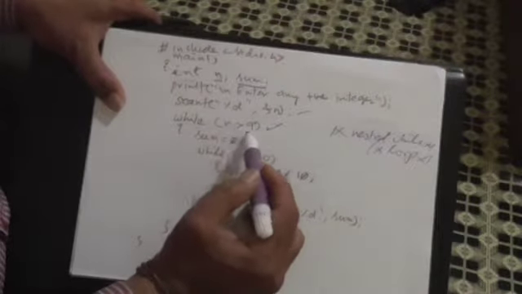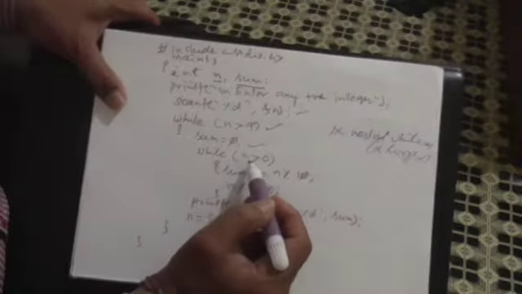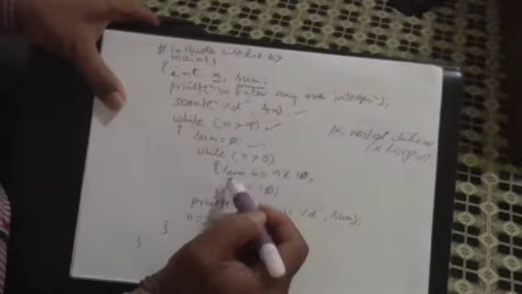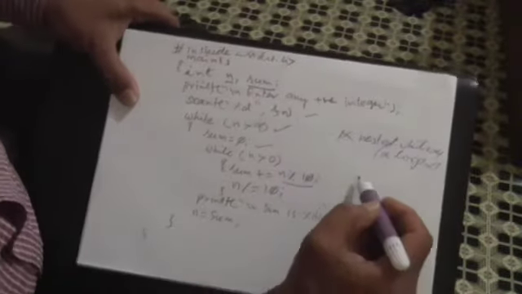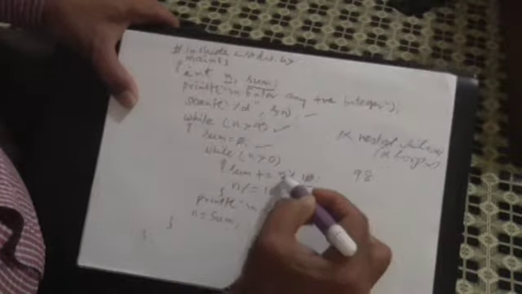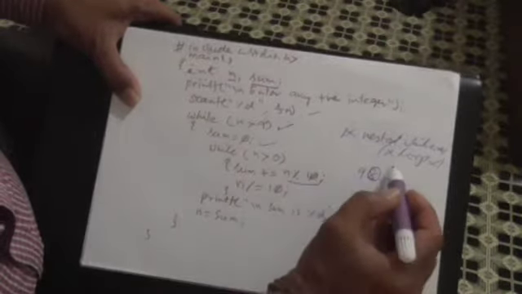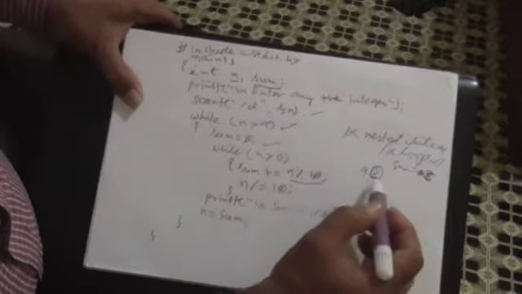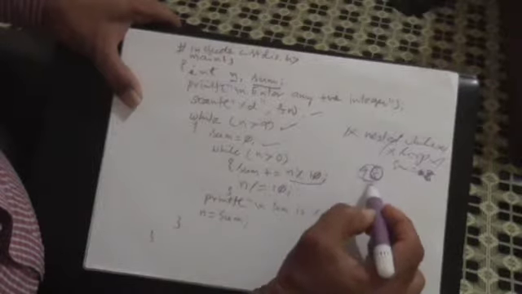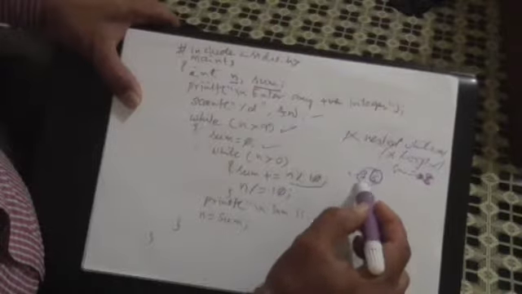I prompted for n, and if the value of n is greater than 0, you first initialize sum to 0, and while n is greater than 0, you find the sum. This part every time takes 1 digit. Supposing it is 98, this n mod 10 will separate the 8. The sum is already 0, so this 8 will be added to it, and it becomes 8. And now n is n divided by 10, so this 98 is reduced to 9, and that is stored in n. Earlier it was 98, now it is 9.